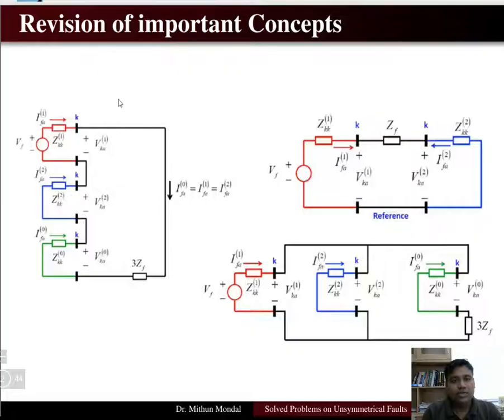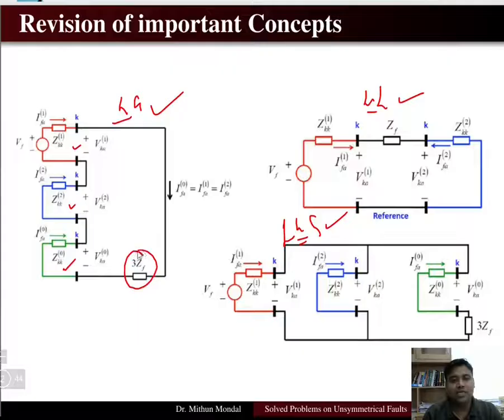So this is basically line to ground fault, this is line to line fault, and this is double line to ground fault. So generally these three types of faults we are going to discuss in case of unsymmetrical faults. Here we see that the positive sequence, negative sequence and zero sequence components are connected with respect to the fault impedance, that is 3 times the fault impedance, and all the sequence components of the fault current, zero sequence, positive sequence and negative sequence, are equal because the circuits are connected in series.